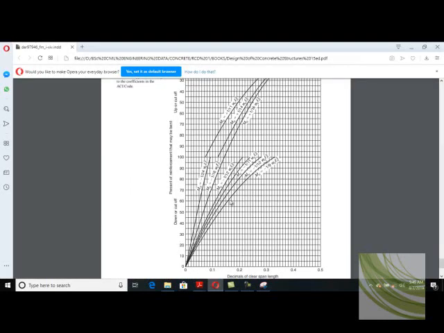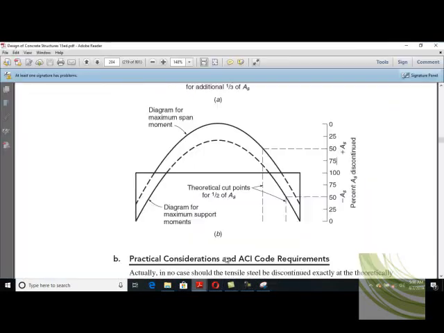I will show you these charts. From these charts, you will just select the 50% of steel if you are interested to cut up, okay, and then select the graph and come down and select this fraction, multiply this fraction with the length, which gives you the cutoff distance from the face of the support. Okay, so you will use this approach.